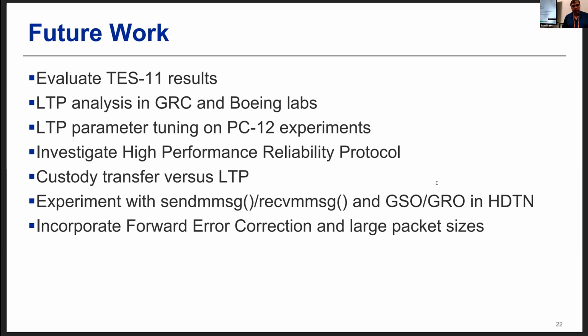Then the other thing we want to look at is the send end message and receive end message that are already implemented in HDTN, to see if we can get some performance gain from them, but then also implement GSO and GRO in HDTN. What we'd expect to see there is a profile similar to IP fragmentation, but we wouldn't get as much gain as IP fragmentation because we'd be sending more headers with GSO and GRO than we'd be sending with IP fragmentation. And then finally, as Rachel said, incorporating forward error correction in larger packet sizes.